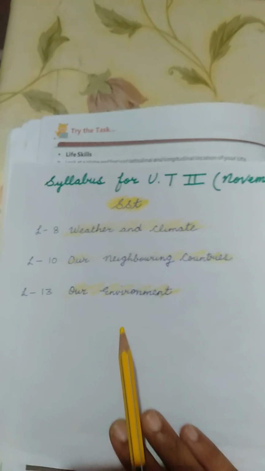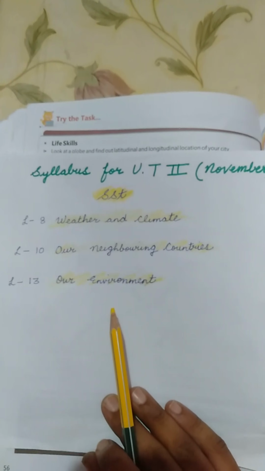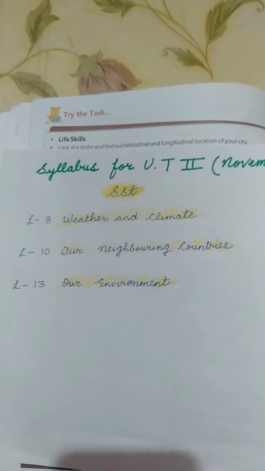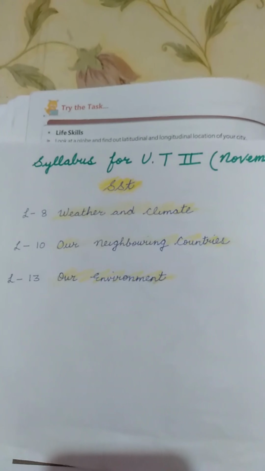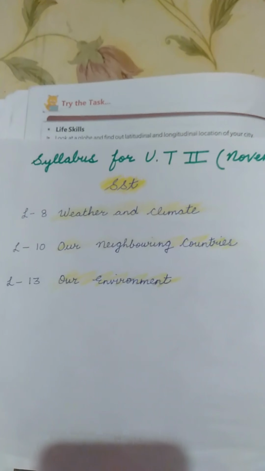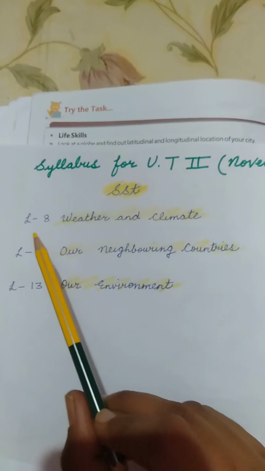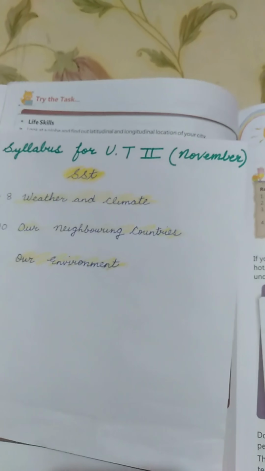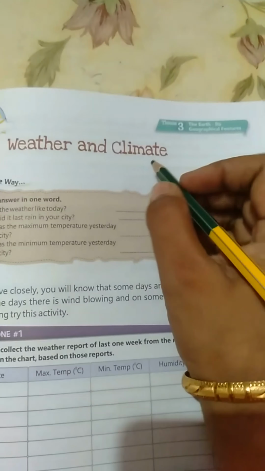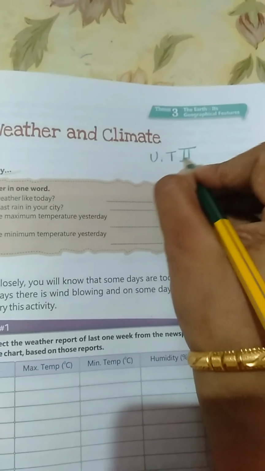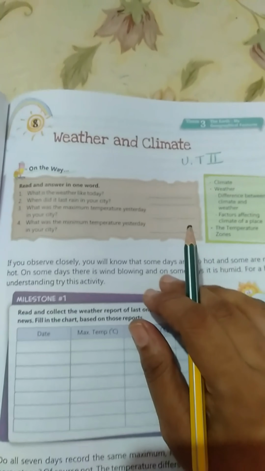So I'm going to keep my phone here, so that you can note down this syllabus. You can pause the video for some time and write down. There are 3 lessons for SST for the unit test 2. So let's begin our video with lesson number 8, that is weather and climate. On this lesson you write down unit test 2 so that you remember. It's going to be easy for you to find out the lessons.